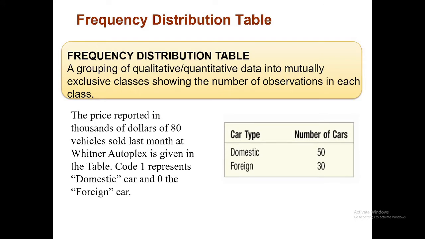And this data, is this quantitative or is this qualitative? Like the car type, it's qualitative. When you say car type, domestic and foreign, those are just qualities. Is that ordinal? Is it nominal? Is that ratio, interval? What kind of data is that?